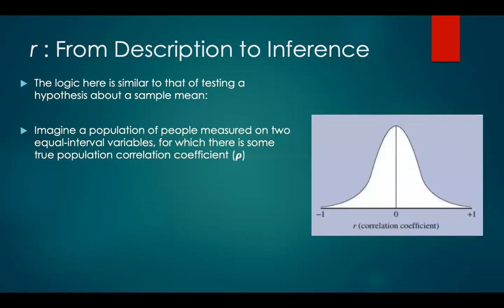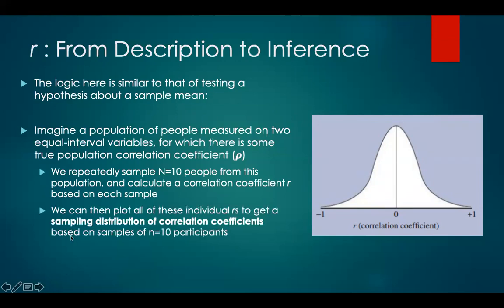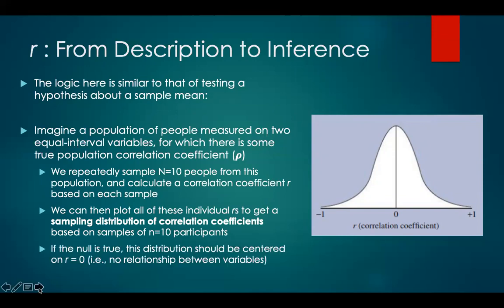So imagine a population of people measured on two equal interval variables for which there is some true population correlation coefficient, which is called rho at the population level. And we repeatedly sample 10 people from this population and calculate a correlation coefficient R based on each sample. We can then plot all of these individual R's to get a sampling distribution of correlation coefficients based on our samples of n equals 10 participants.